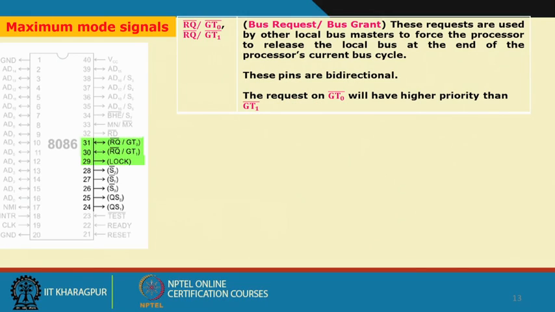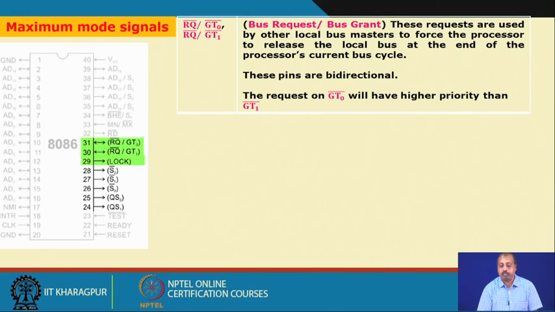Then we have some more pins, RQ0/GT0 and RQ1/GT1. This is a bus request grant. These requests are used by other local masters to force the processor to release the local bus at the end of the processor's current bus cycle. In minimum mode of operation we have HOLD and HLDA. For maximum mode of operation, we have these RQ/GT lines. Other processors can tell the 8086 to release the bus at the end of the current cycle. That way these pins are useful.